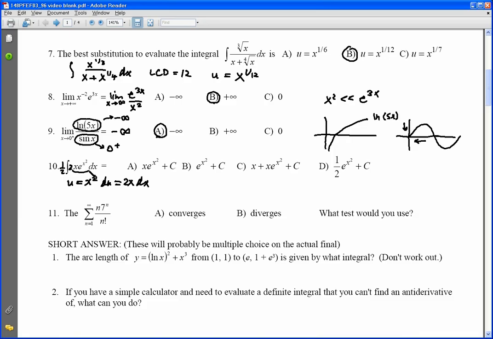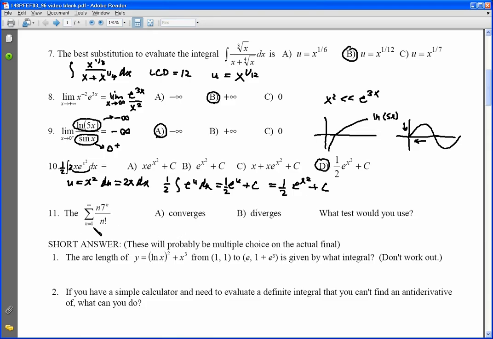So 2x dx is your du, and then this is your e to the u, so this is 1/2 out in front, and this is going to be integral e to the u du, which is just 1/2 e to the u plus a constant. And plug our x squared back in, and this is going to be 1/2 e to the x squared plus a constant, which is d.